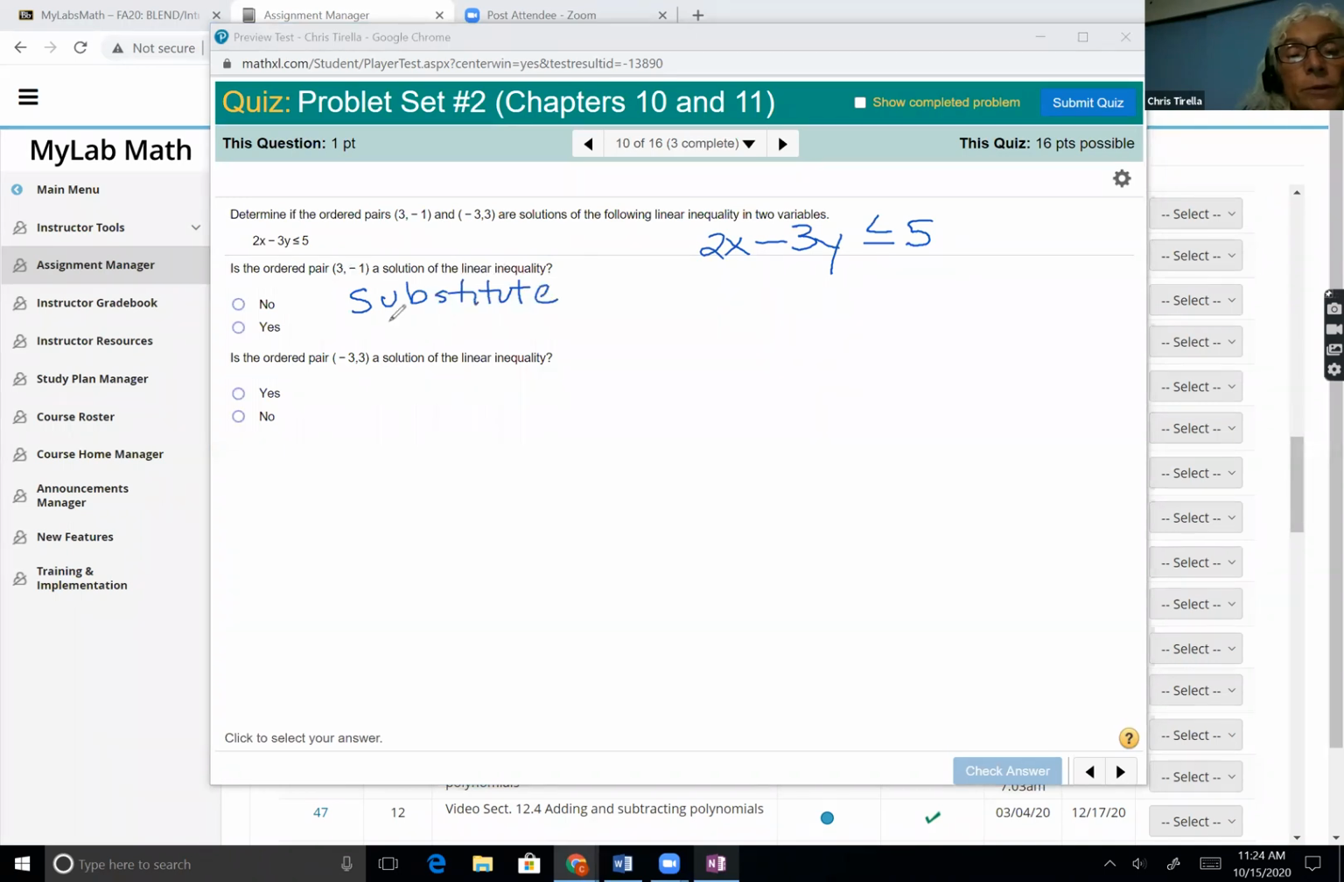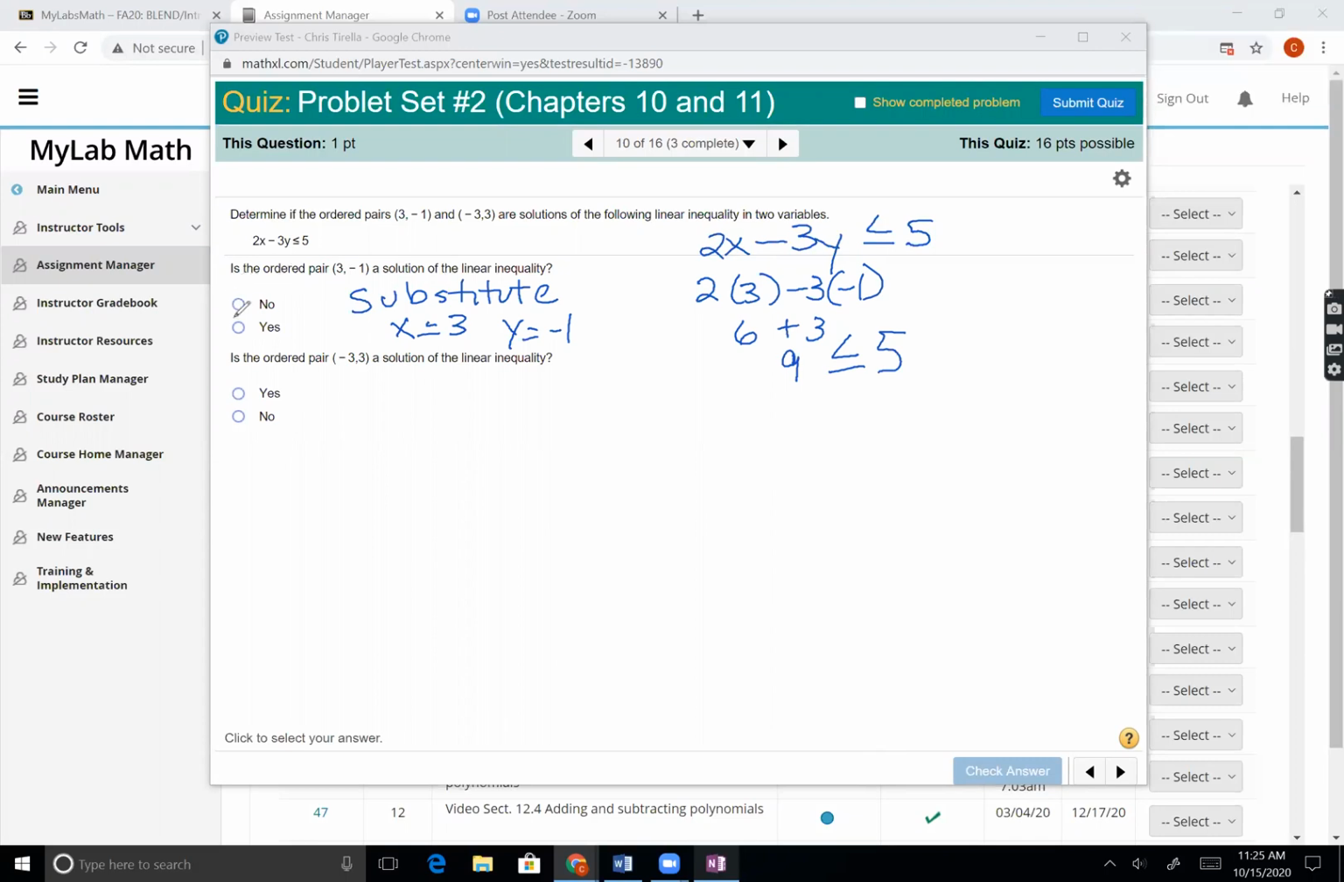And so for the first point, I'll substitute in x equals 3 and y equals -1, giving me 2 times 3 minus 3 times -1, which is 6 plus 3, or 9. Is 9 less than or equal to 5? No.